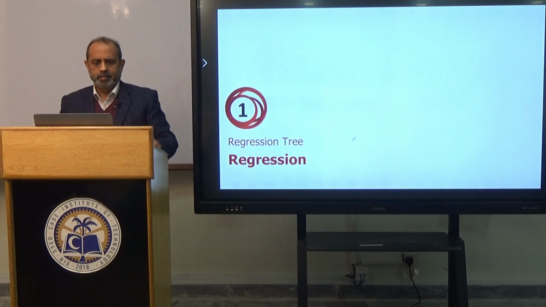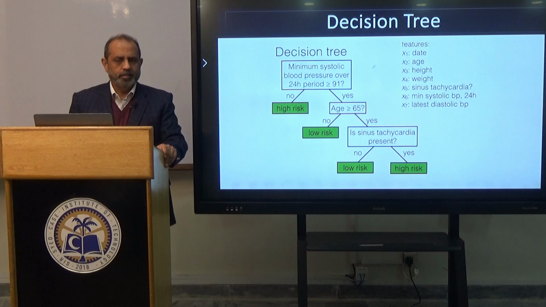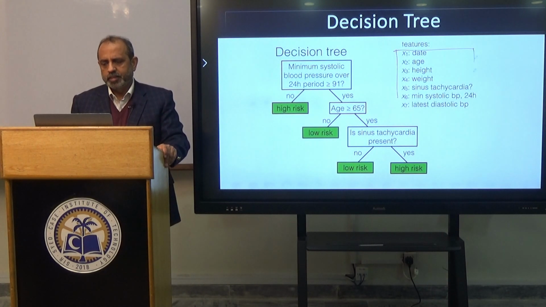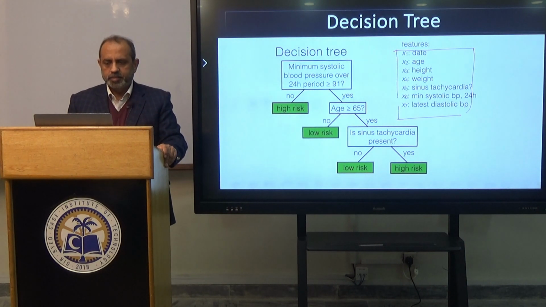The second regression is the regression trees, and we have learned about decision trees. Remember that I have given you a question in the exam as well on the decision tree, where you split the decision tree.